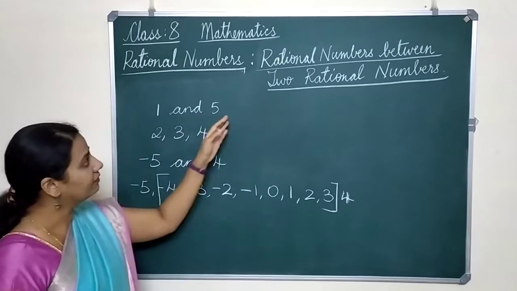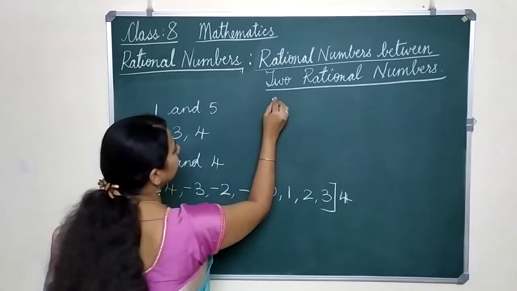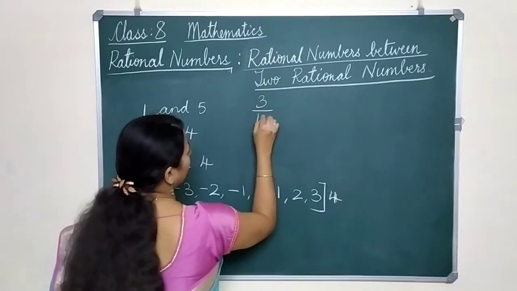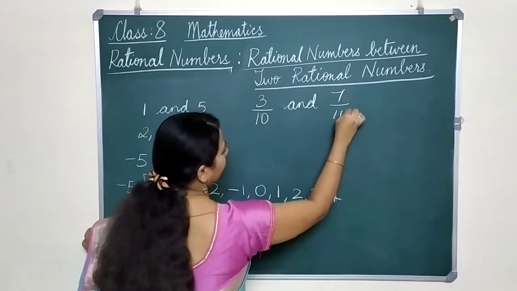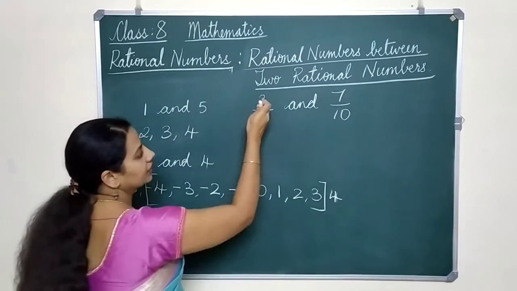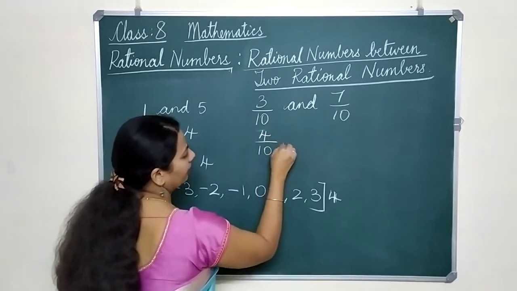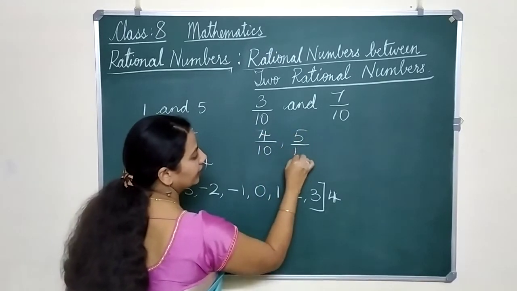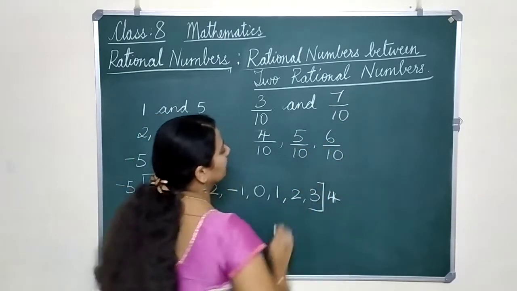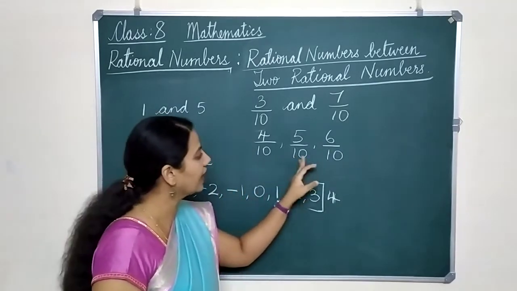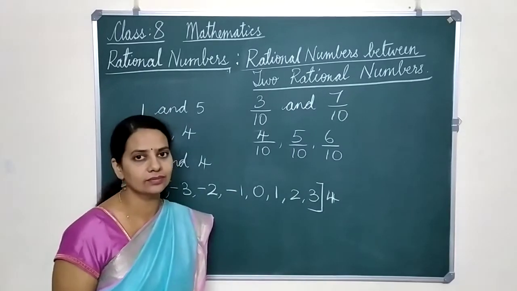So now we will find between any two fractions. For example, 3/10 and 7/10. Now after 3/10 comes what? 4/10, right? After 4/10 it is 5/10. Then comes 6/10 and then comes 7/10. So can we just say there are 3 rational numbers between these two rational numbers? Okay, we will see now.